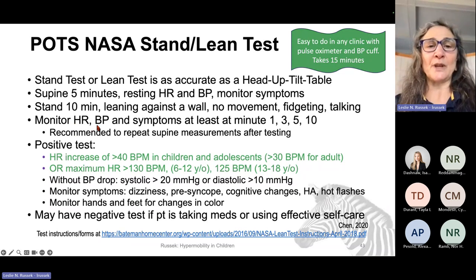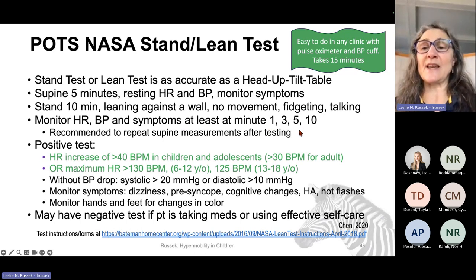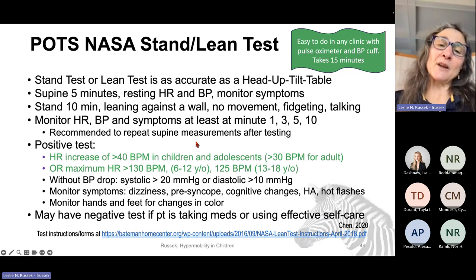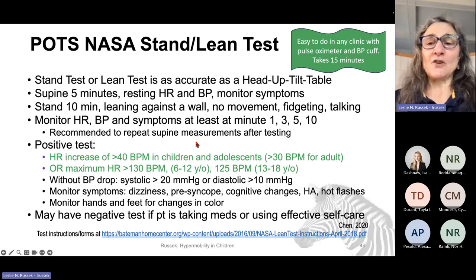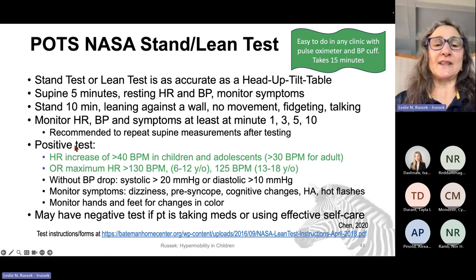Then you monitor heart rate, blood pressure, and symptoms at minutes 1, 3, and 5. And I'll stop at 5 minutes if it's a positive test. You could continue for 10. And then they recommend you repeat supine measurements after testing. If it's a positive test, I don't bother. I'll just have them sit down.